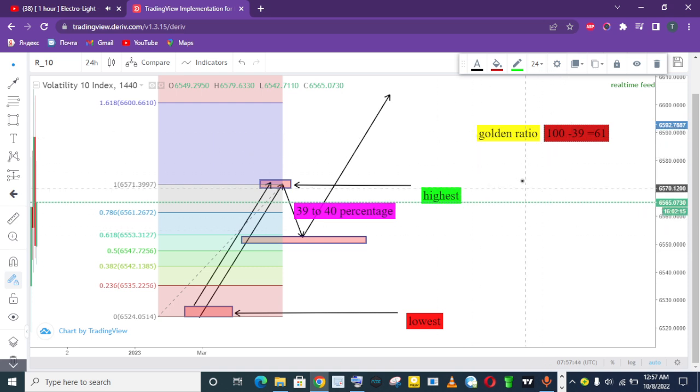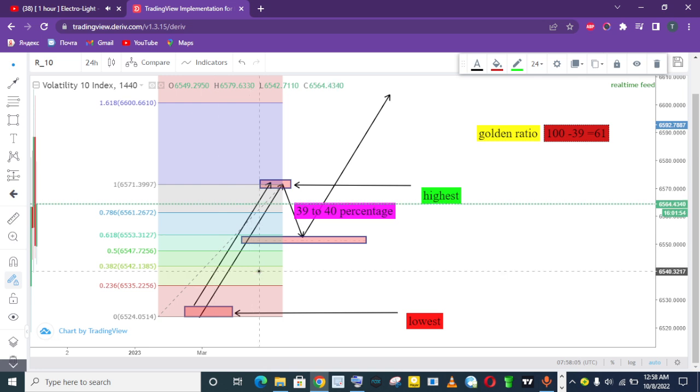This retracement is the golden ratio. We said 100 minus 39. As I told you, the market must make a 39 to 40% retracement, which means if we say 100% minus 39%, we're going to get something like 61. On this fib retracement, we have flipped it. We didn't put it in the original direction according to our strategy. There is a reason why we did that. So I had to flip again and say 100 minus 39.